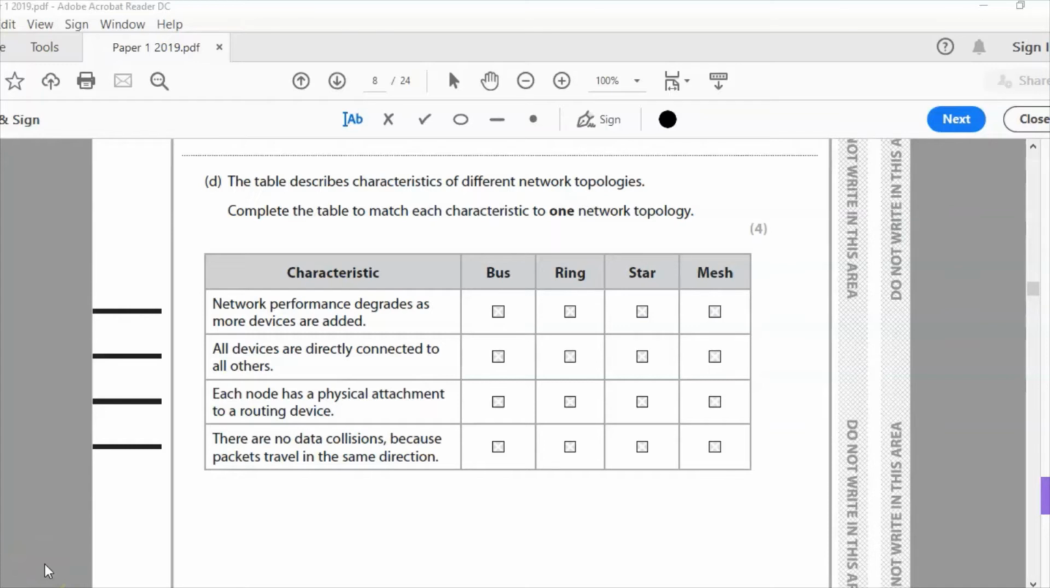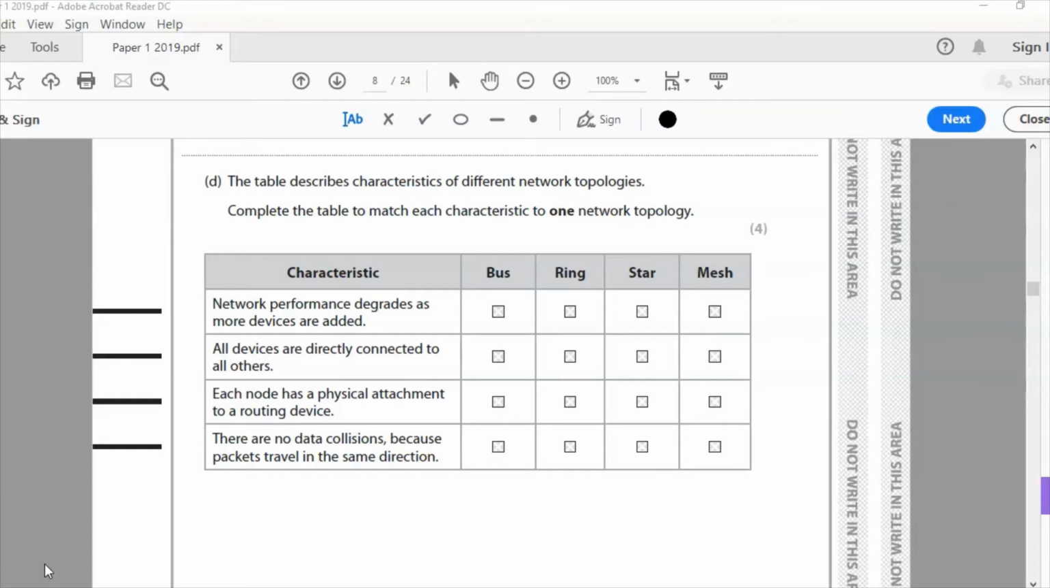3D. The table describes the characteristics of different network topologies. Complete the table to match each characteristic to one network topology. And I've got 4, because there's 4 in the specification, there's 4 network topologies. A topology is the shape of the network. It's how it's laid out. And we've got bus, ring, star, and mesh. They're the 4 topologies you need to learn for this exam. And I've got the characteristics there. And I need to complete the table for 4 marks.